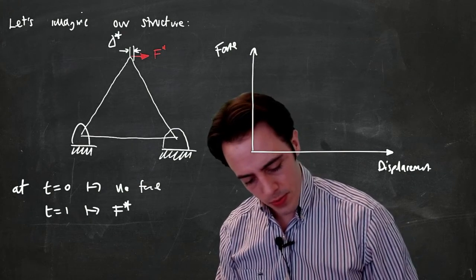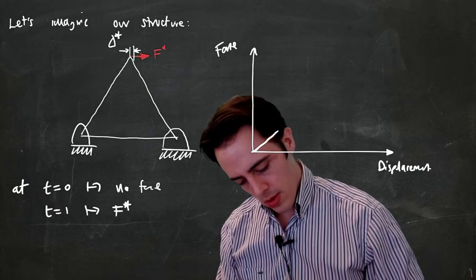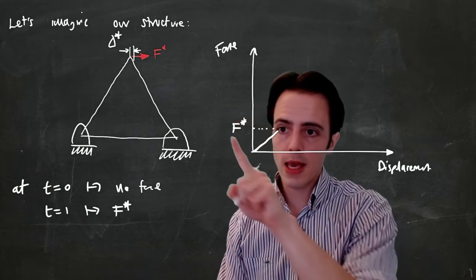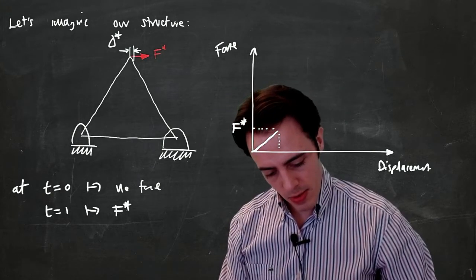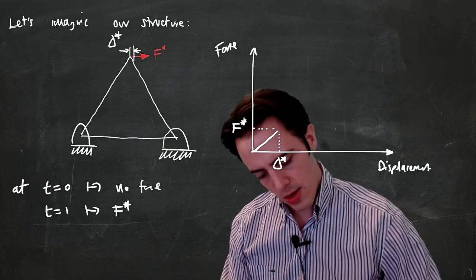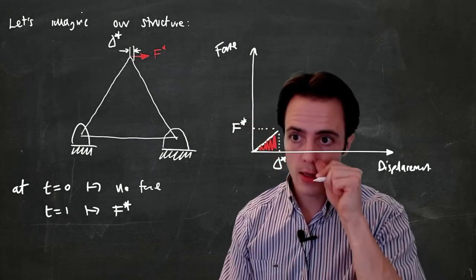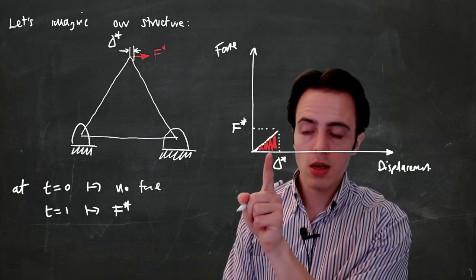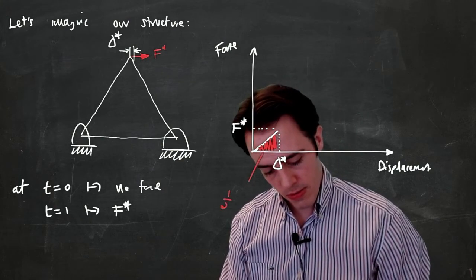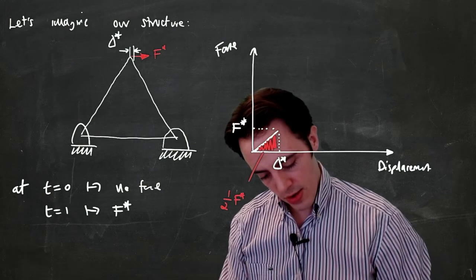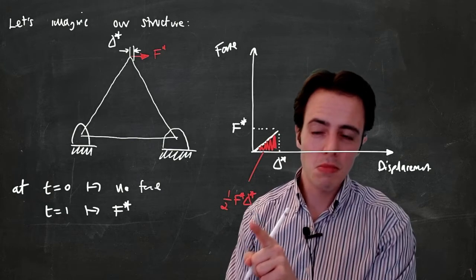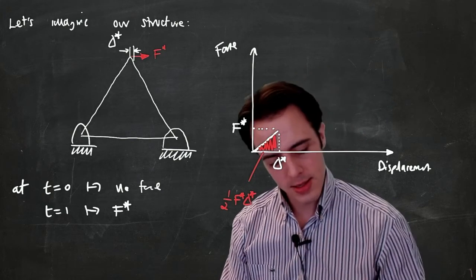Now that's going to cause, if this is my virtual force here, it's going to cause this virtual displacement, which we call delta star here. And I'm going to color this in. This is the work done by the virtual force through the virtual displacement, and this is equal to a half F asterisk delta asterisk. Color this in, written this down. We actually never use this. This is not the important part, and it's not the cool part.